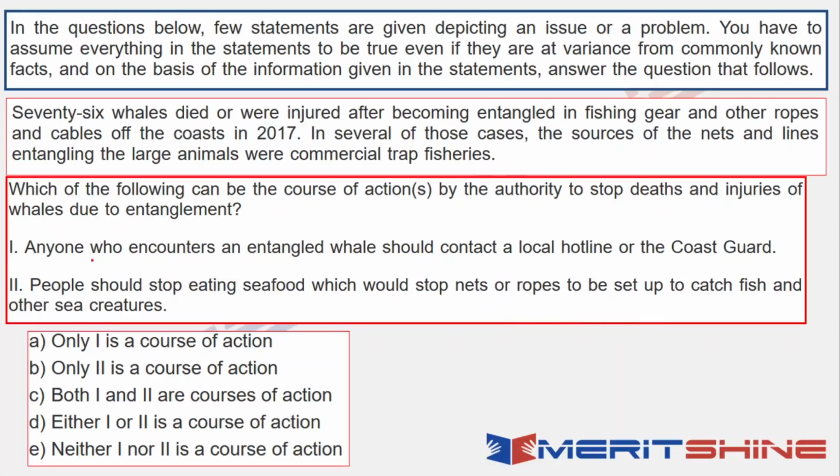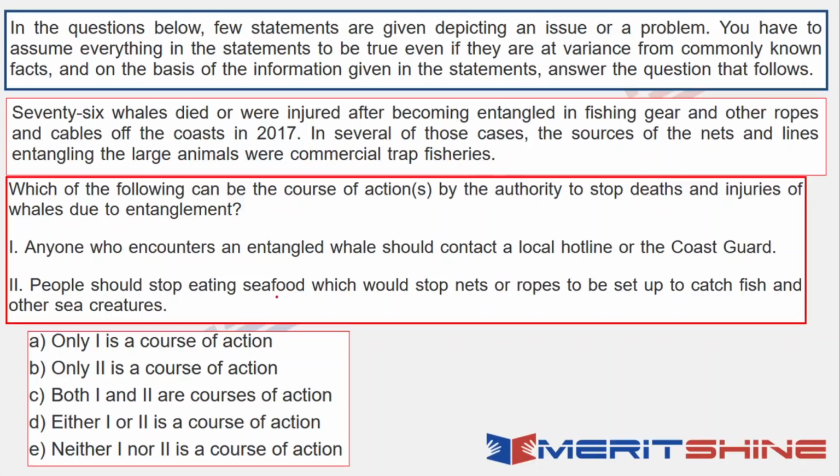Now, coming back to the options. Anyone who encounters an entangled whale should contact a local hotline. So, would this solve the problem on an immediate basis? Yes, it would solve the problem on an immediate basis. The authorities would come and rescue that whale.